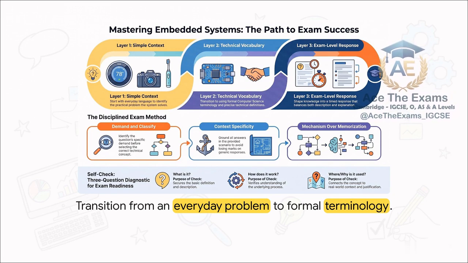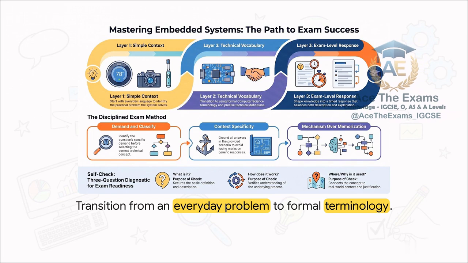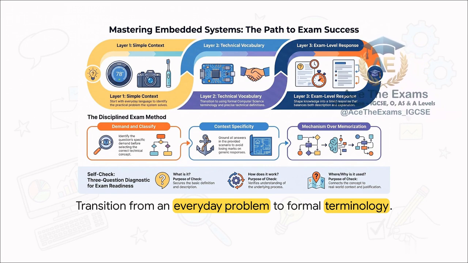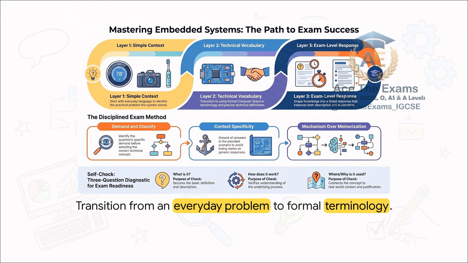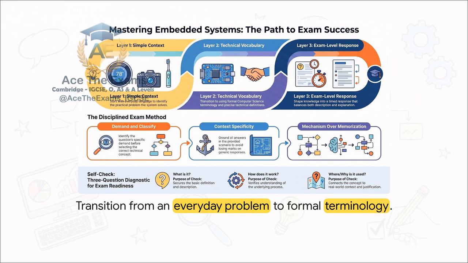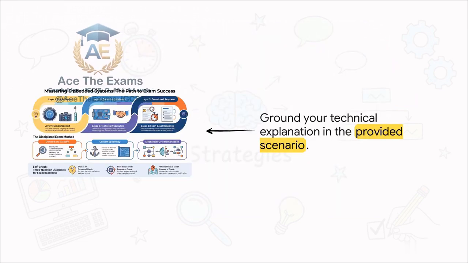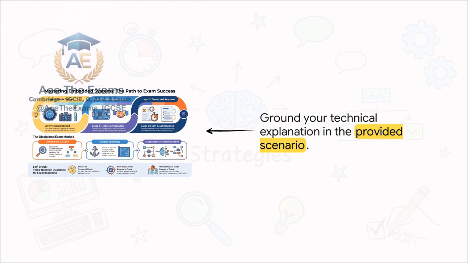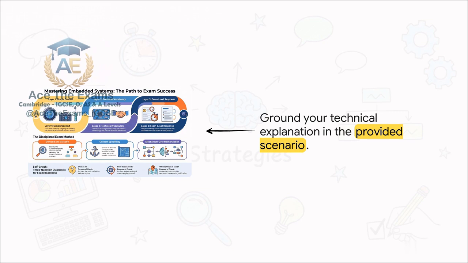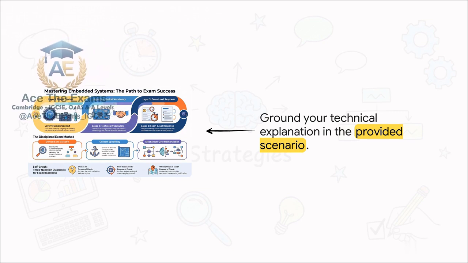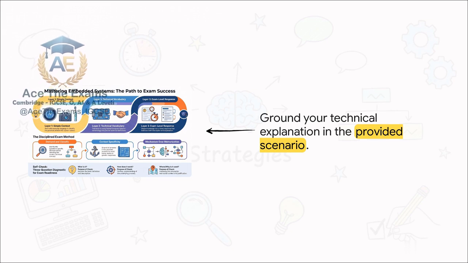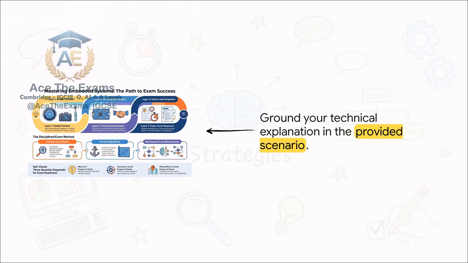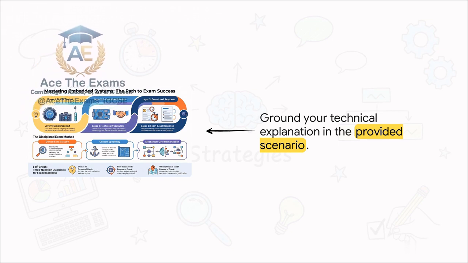You have to transition from identifying this everyday problem to using formal computer science terminology. An embedded system is not a general-purpose computer. It uses a microcontroller to execute specific, pre-programmed tasks. And you have to ground your answers in the provided context. Context specificity means keeping your technical explanation strictly tied to the provided scenario. That way you don't lose marks on generic facts. For example, if the exam asks about an embedded system in an automated greenhouse, you need to talk about sensors detecting soil moisture and microprocessors triggering irrigation. Don't just write down generic stuff like input and output.